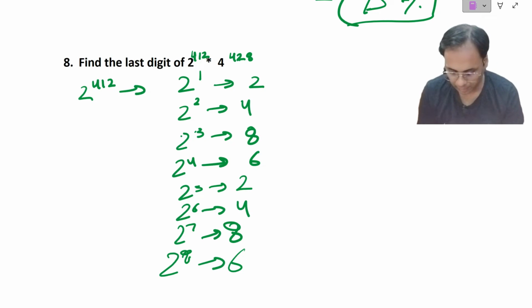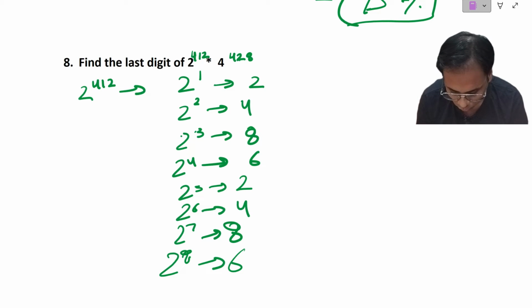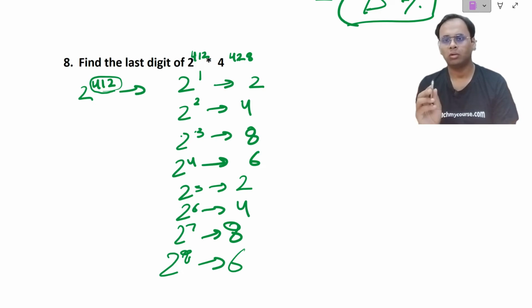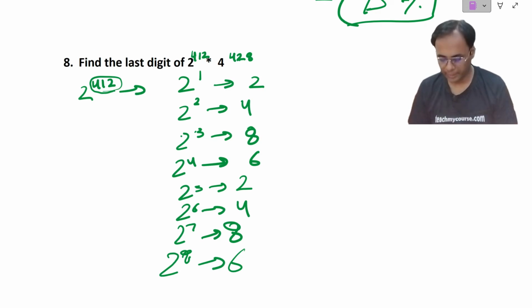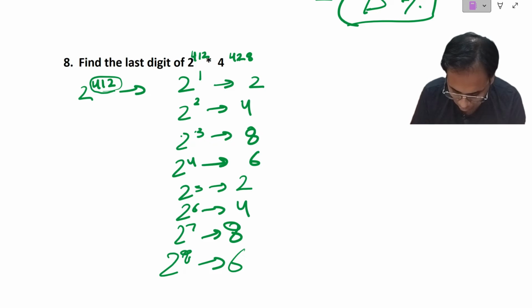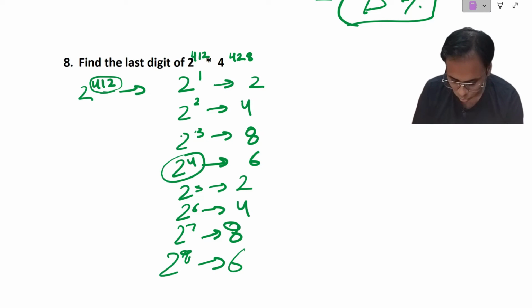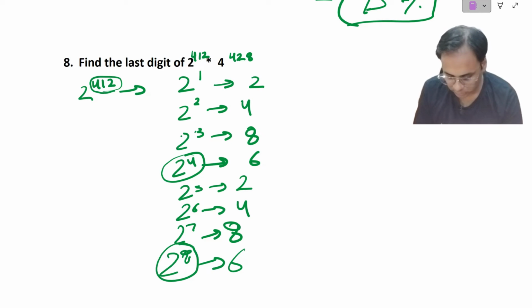So we can say that if we see 2 raised to the power 412, it is clearly a multiple of 4. It is getting divided by 4. So this is the power which is a multiple of 4. And as we see, whenever a multiple of 4 comes up as power of 2, okay, the last digit is 6.